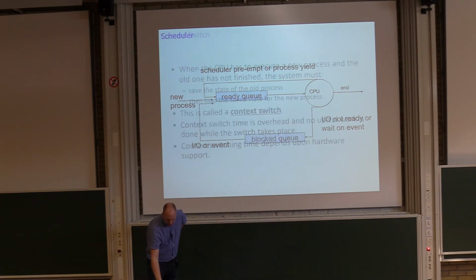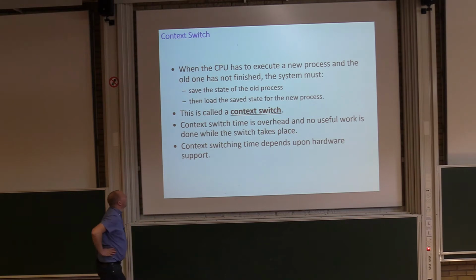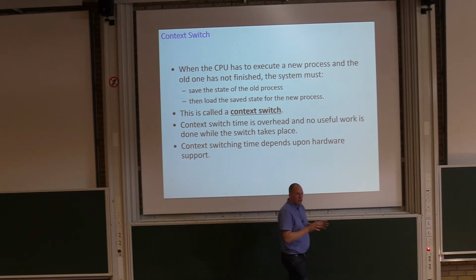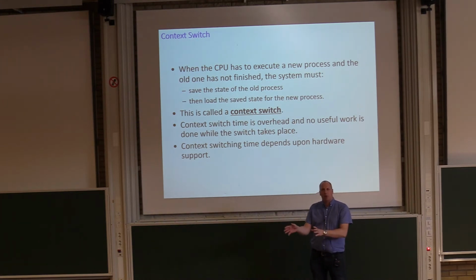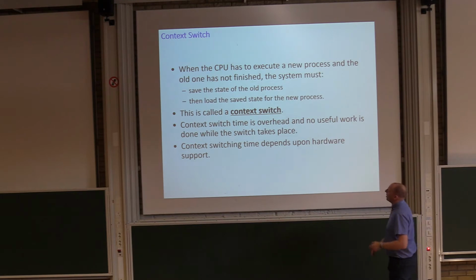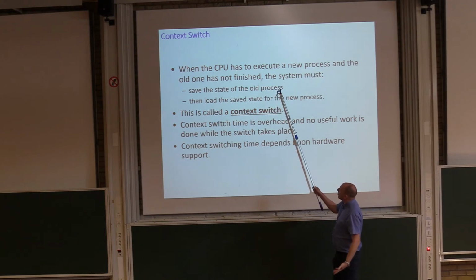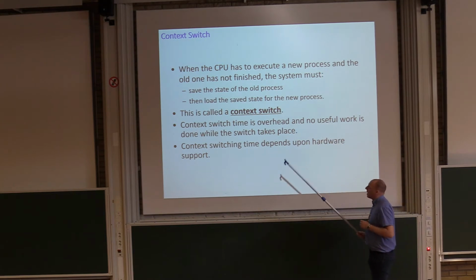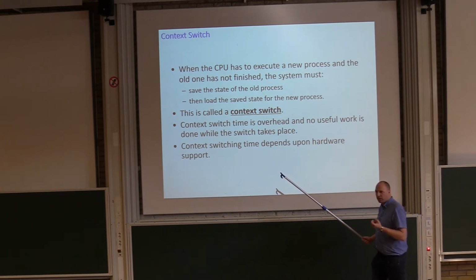So next we'll talk about something called the context switch. The context switch occurs when the scheduler decides to throw out one process and throw in another process on the processor. So what it has to do then is basically save the state of the old process and then load the saved state for the new process. And what do we mean by the state here? What is it that we need to save?